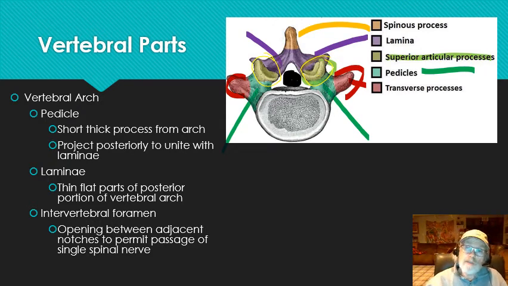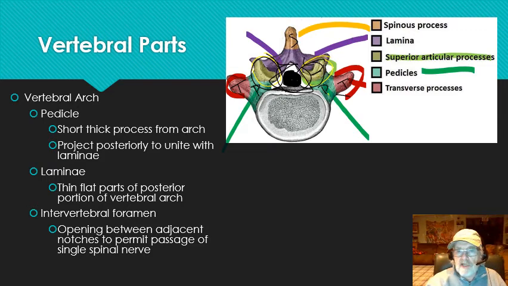So that's all the parts: pedicle, transverse process, lamina, spinous process, lamina, pedicle, transverse process, pedicle, and the articular facets. And again, this articular facet is going to meet with the inferior articular facet from the vertebra above. And then inside I have my intervertebral foramen. This is my vertebral foramen, but my intervertebral foramen is on the side, and that's where the nerve comes out.